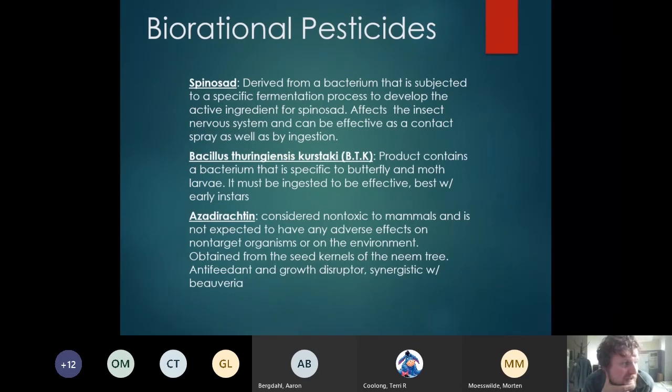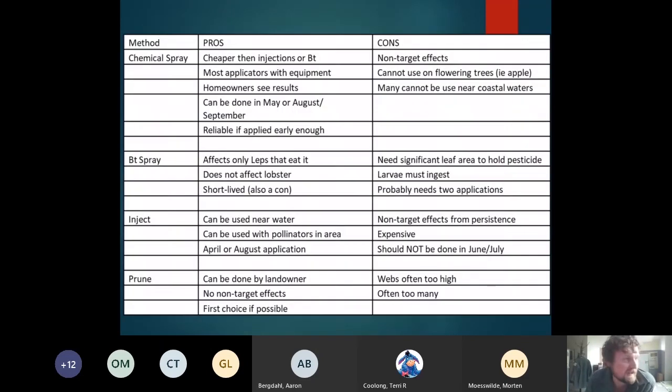And the third one is azadirachtin. So it's another product derived from the neem tree. You may have heard of neem oil. This azadirachtin is obtained from the seed kernels of the neem tree. Yeah, and then this last slide is basically just the pros and cons of the different methods of treatment: chemical spray, BT spray, injections, and pruning.